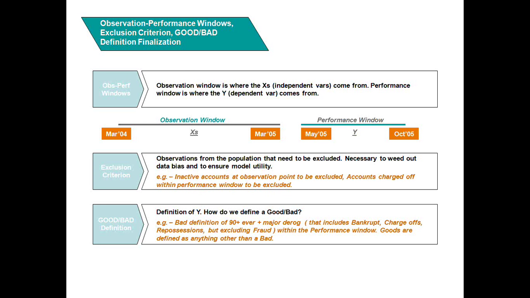Exclusion criteria. Observations from the population that need to be excluded. Necessary to weed out data bias and to ensure model utility. Example: inactive accounts at the observation point are to be excluded, and accounts charged off within the performance window are to be excluded.